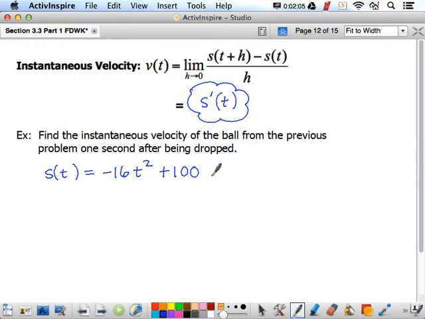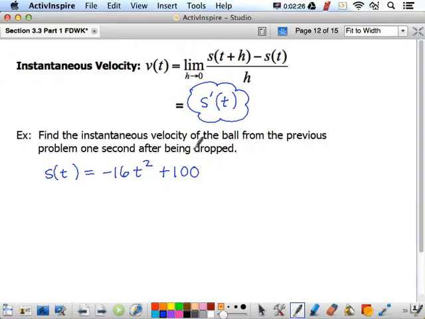That tells us at any second, if I take a t value and substitute it in there, it tells me how far off the ground the object is. Y'all understand that? And this was the position function from a ball that was dropped from a height of 100 feet. So this will tell me how high off the ground it is at a given time.